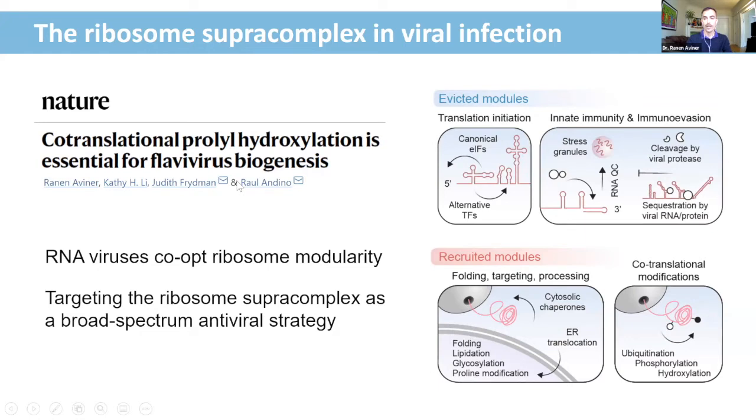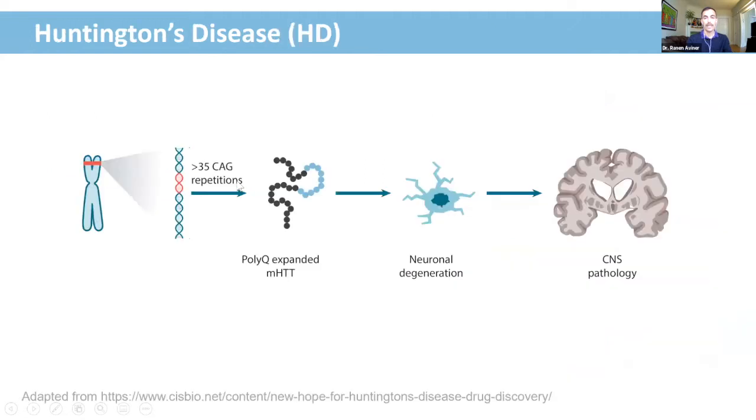But for today's talk, I'm going to tell you about ribosomes and neurodegeneration, or more specifically, Huntington's disease, a genetic disorder caused by expansion of a CAG trinucleotide repeat segment in the Huntington or HTT gene. This encodes for an aggregation-prone polyglutamine or polyQ expanded mutant protein that causes age-dependent neuronal degeneration, resulting in physical, mental, and behavioral decline. Still, whether aggregation is the main cause of neurotoxicity remains a subject of debate.